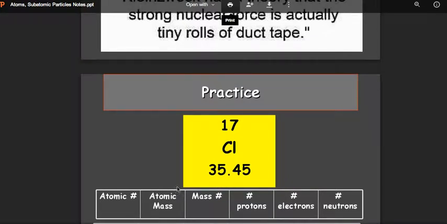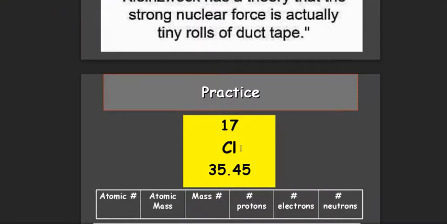So the atomic number is the number that's always going to be found up here. And this is the number that is unique for this element. So there's only one number 17, and 17 is always chlorine. What the atomic number indicates is the number of protons and the number of electrons. So in this atom, it has 17 protons and 17 electrons.